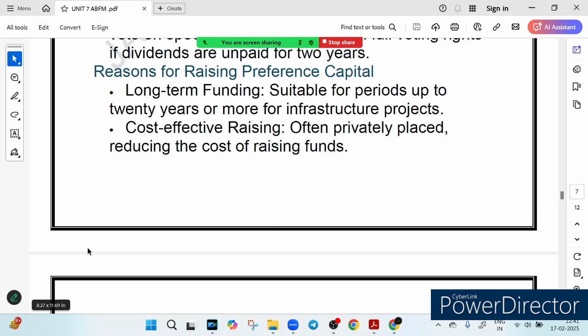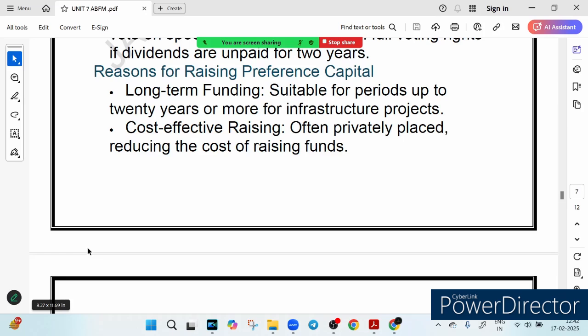And final thought, when should a company use this? Retained earnings are great for internal growth but can weaken financial security if overused, and preference capital gives the company a way to raise funds without losing control, but comes with a fixed cost. So the other question is, what are the reasons for raising preference capital? What are the pros? Why do companies prefer preference capital?